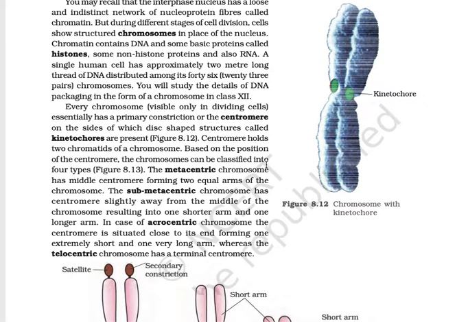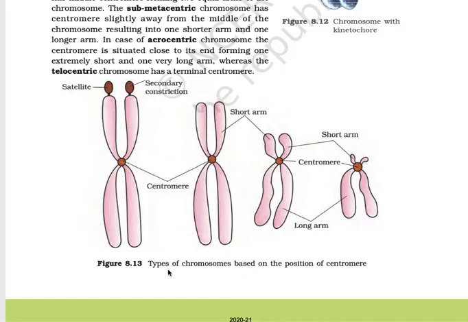The metacentric chromosome has middle centromere forming two equal arms of the chromosome. The submetacentric chromosome has centromere slightly away from the middle of the chromosome, resulting in one shorter arm and one longer arm. In case of acrocentric chromosome, the centromere is situated close to its end, forming one extremely short and one very long arm, whereas the telocentric chromosome has terminal centromere.